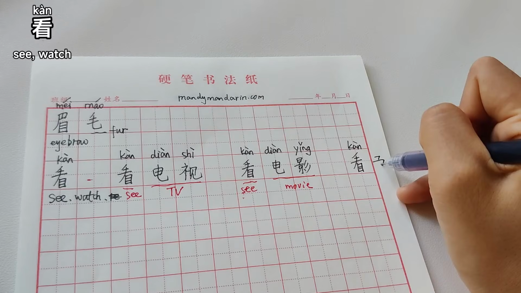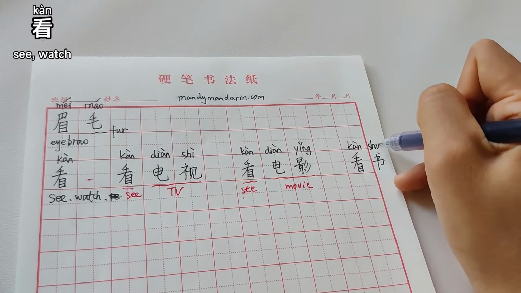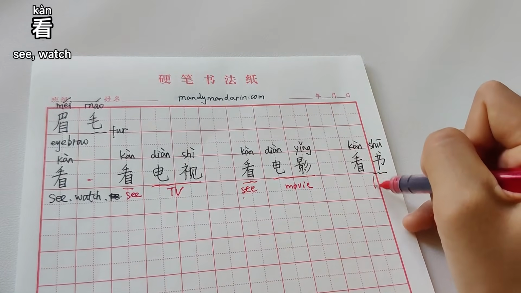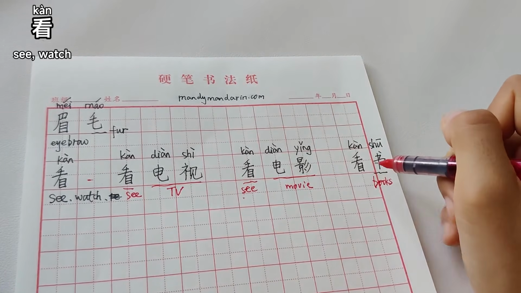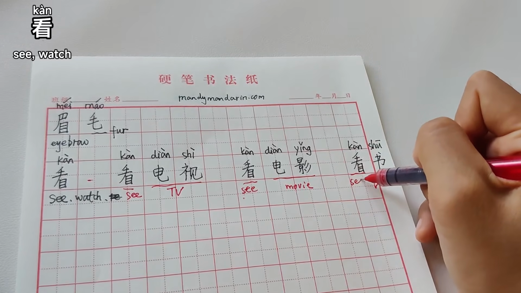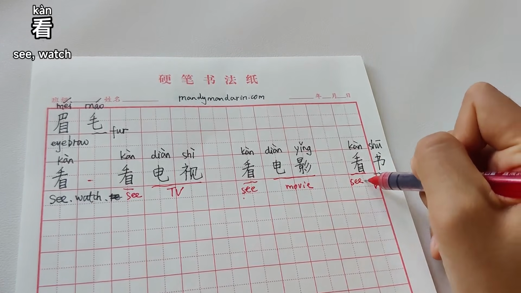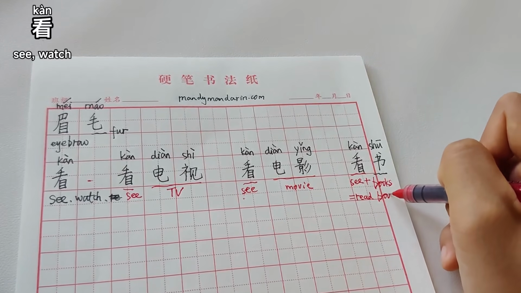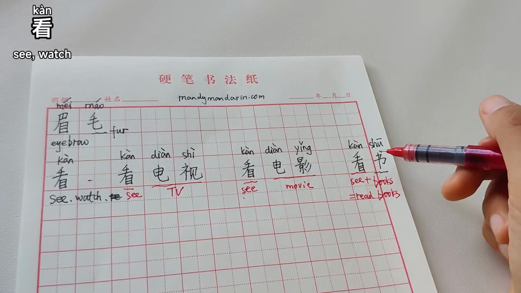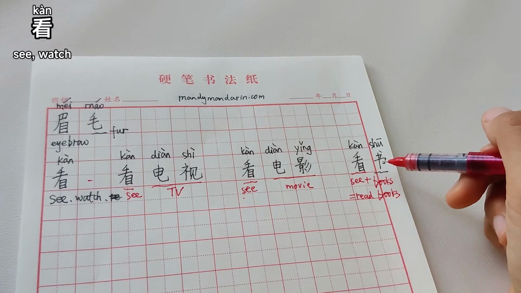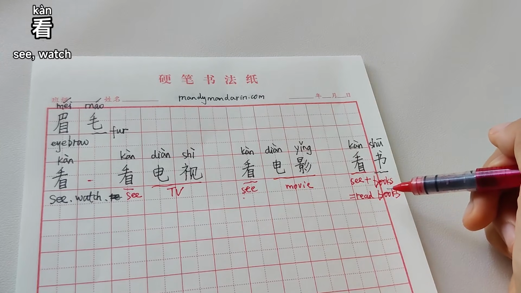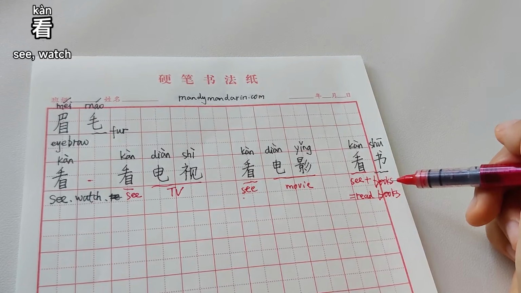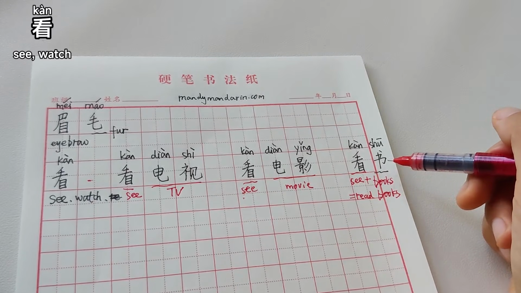看书. The 书 would be the books. So 看书, it means to see the book. Well, in English, we say to read the books. But in Chinese, we would say to see the book, because when you are reading the book, you are not actually reading it out, right? In most cases, you read the book with your eyes.